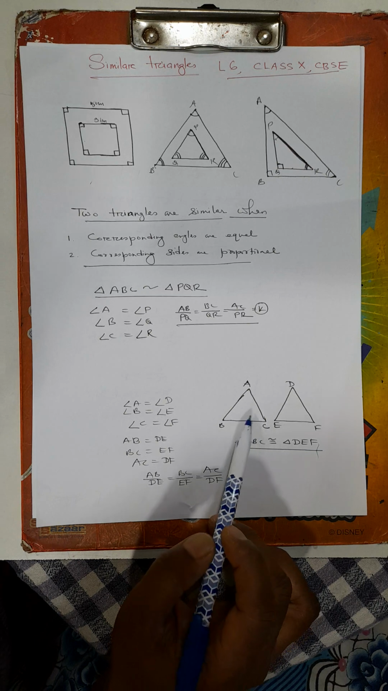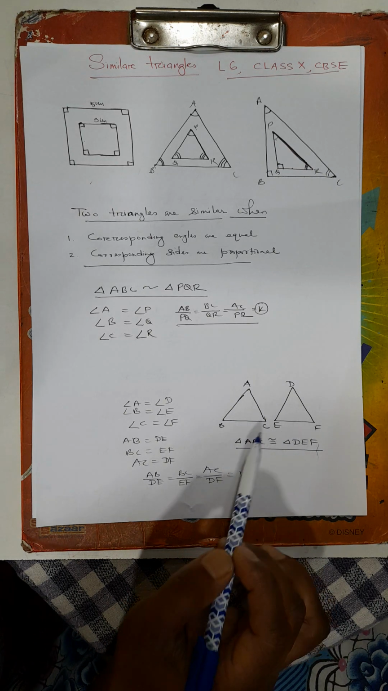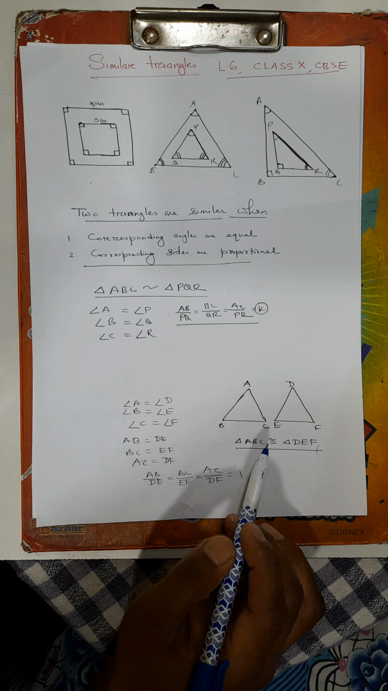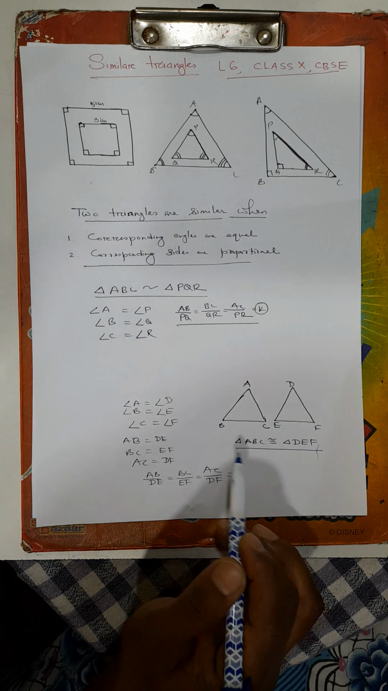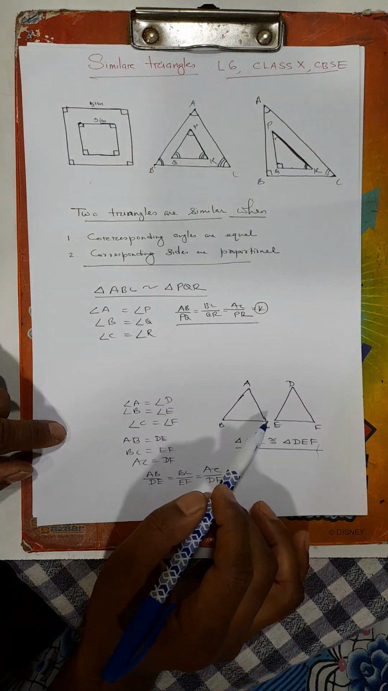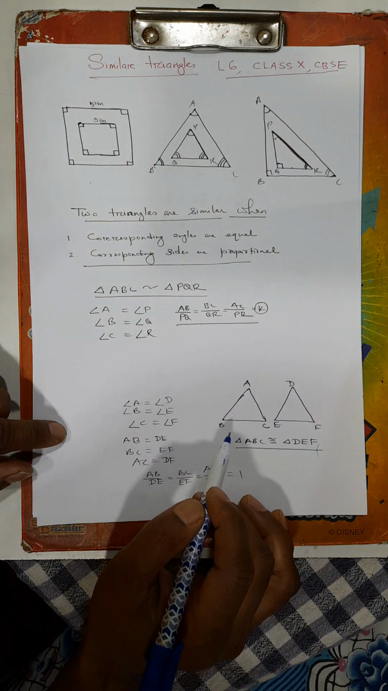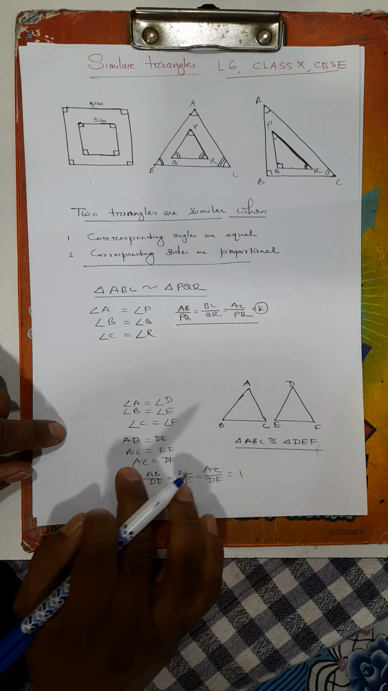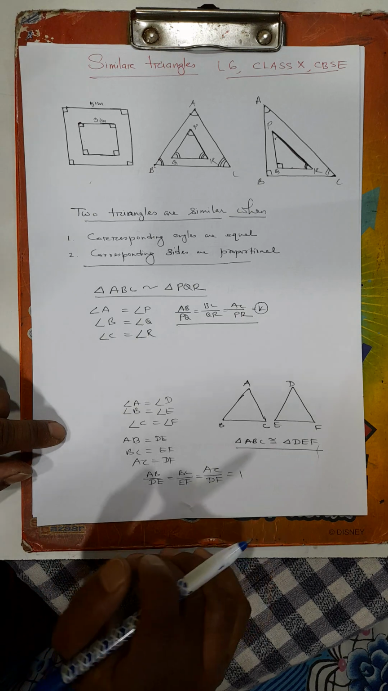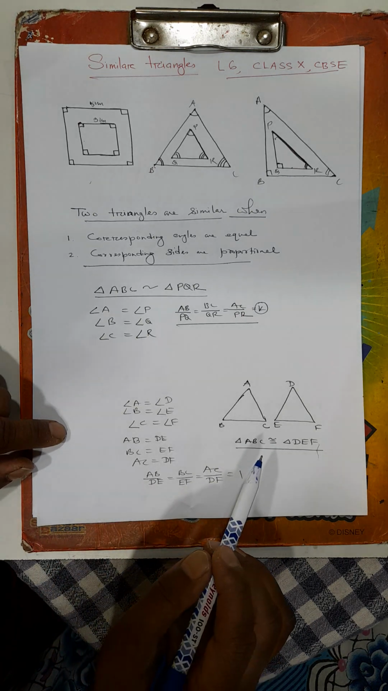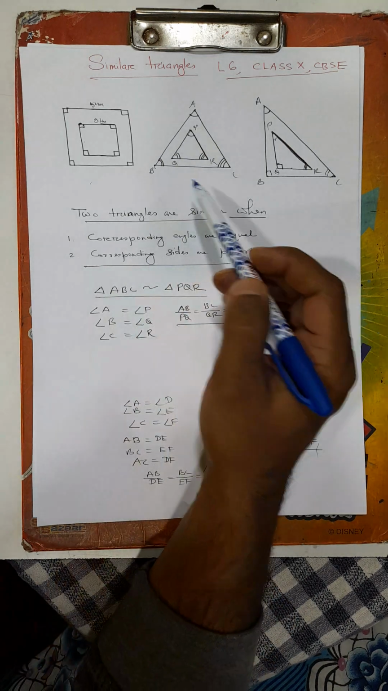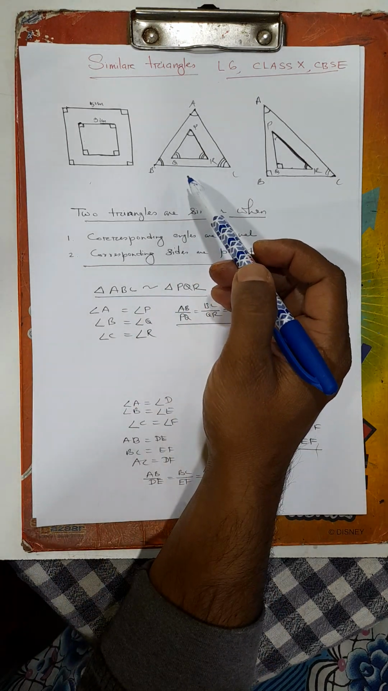Now you see in these two triangles, ABC and DEF, they are congruent and they are also similar. Because in congruent triangles, by virtue of CPCT, we know that corresponding angles are equal and corresponding sides are also equal by virtue of CPCT. So you find that their ratio is also 1. That means they are proportional. So if two triangles are congruent, they must be similar. But if two triangles are similar, they may not be congruent.